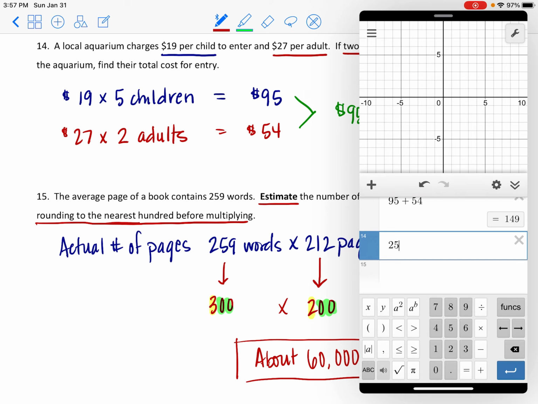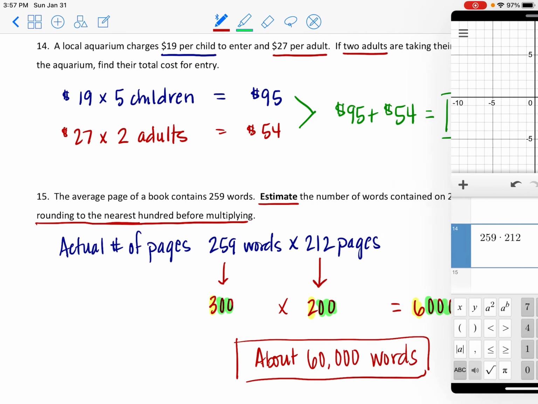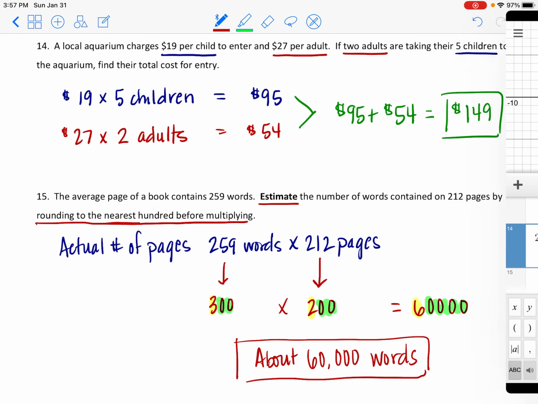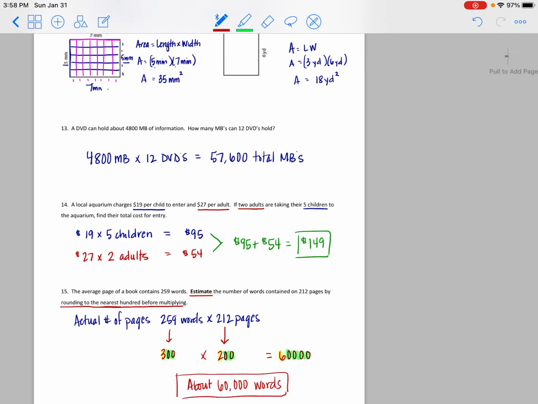Okay, now let's see how close we got to the actual. We actually multiplied 259 times 212. We have 54,908. So, you know, we're off by about 5,000. I think I mentioned it on our rounding section. The larger the units are that you're rounding to, the less accurate you are, that, you know, you're closer as you're dealing with smaller numbers when you're estimating, but still a decent estimation for the number of words that we're looking at.